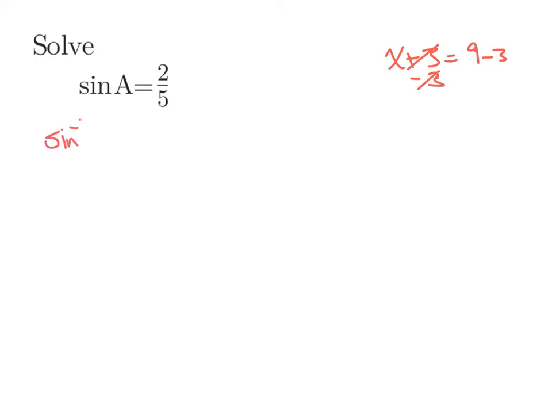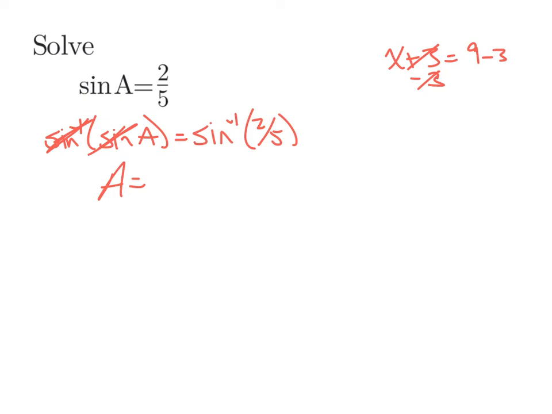So I'm going to take the inverse sine of A, and whatever I do to the left side, I do to the right side as well. So inverse sine of 2/5. Then the inverse sine and the sine will cancel, and we'll be left with A. A is equal to the inverse sine of 2/5. So we go over to our calculator, type that in, and what should come out is 23.598. Remember, that's an angle measure, so we should write that as degrees.